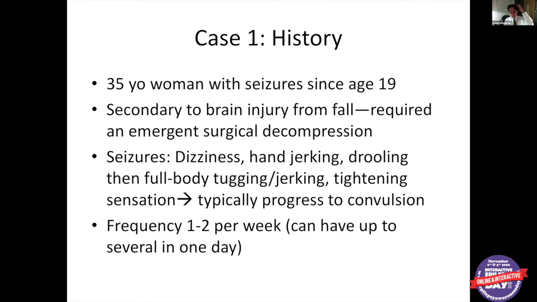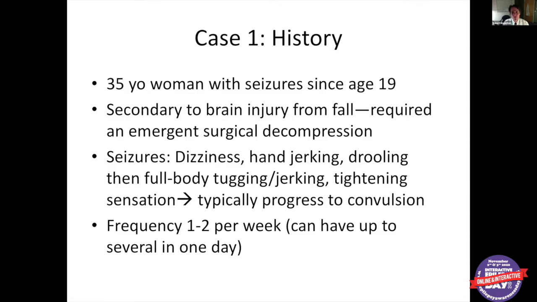But at the time they had to actually open up her skull to decompress it. That's how bad it was. But she survived and she recovered and she's done really well except for her seizures, and they've never been controlled. And they are kind of complicated. They start with a dizziness, it's kind of vague, and then hand jerking, and drooling, and then her whole body, well, she's still conscious. Pretty interesting. And that's actually a clue that she's still conscious, and the whole body is tugging and tightening sensation and a little bit of turning.